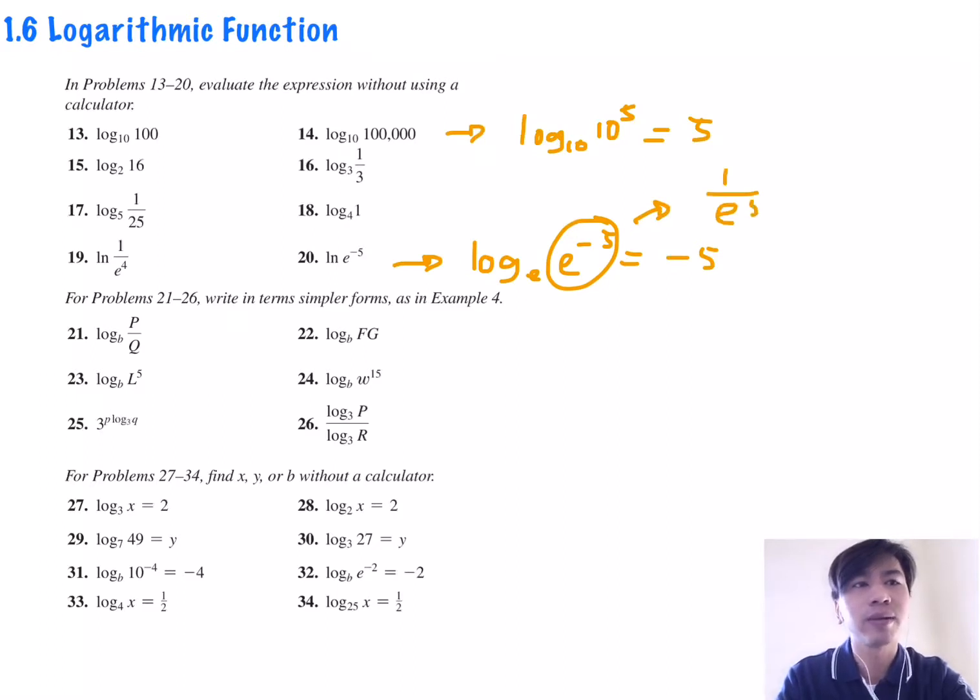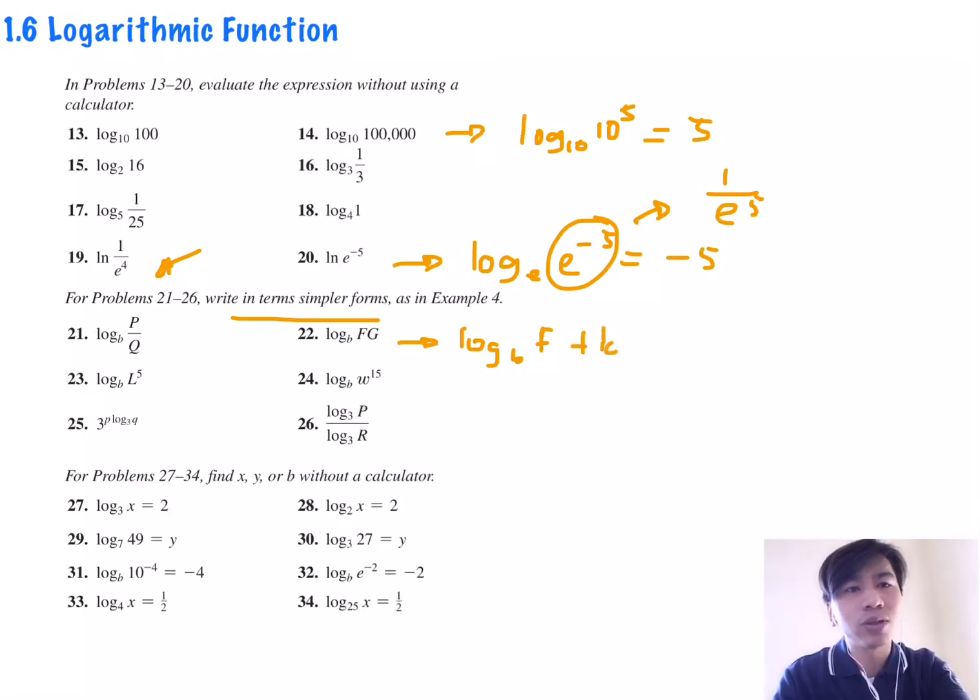Number 20, when you have ln, it means that you have log to the base e of e to the power of negative 5. This is the same as saying negative 5 is the answer. So keep in mind, if you have e to the power of negative 5, this is also the same as saying 1 over e to the power of 5.